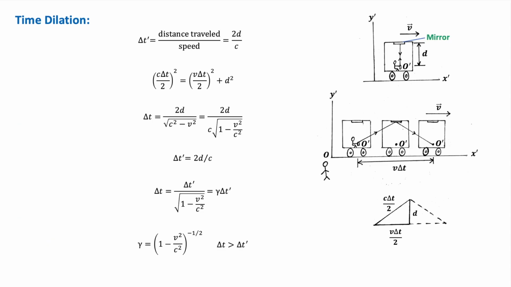So we will now discuss time dilation. Let's consider a vehicle moving to the right with a speed v, as shown here. Suppose that there is a mirror at the ceiling of the vehicle and that there is an observer at O' who is at rest in the system. And this observer is holding a laser at a distance d from the mirror.